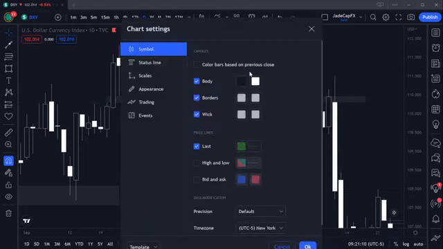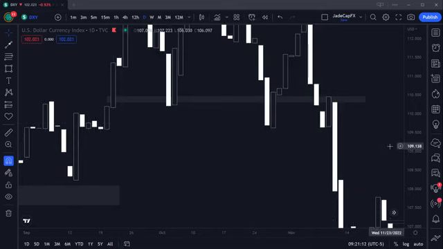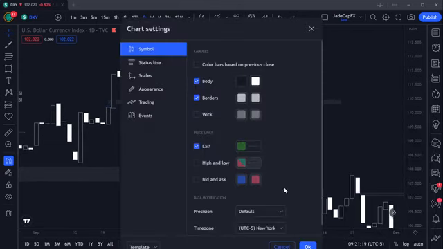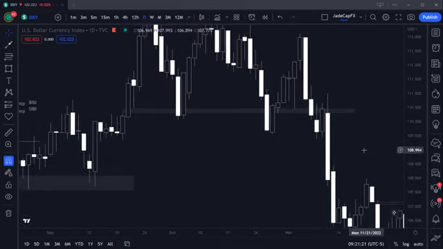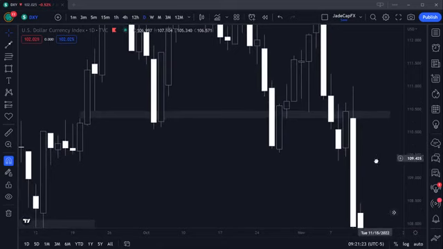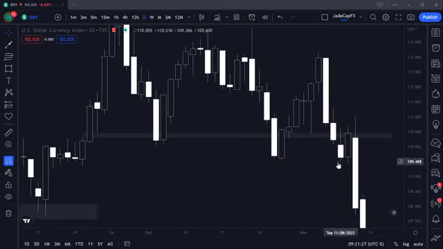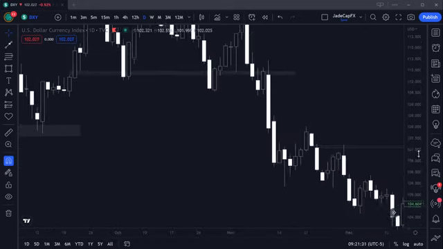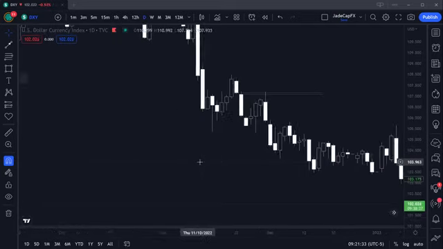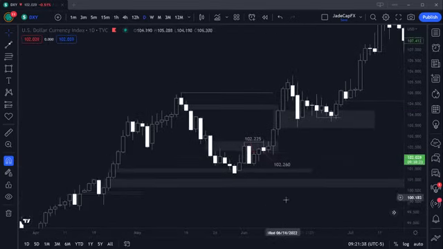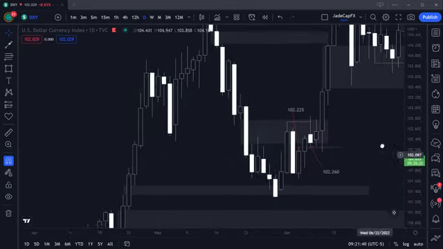If I were to remove these wicks right here, right? Look at the body of the candle. It's respecting that inefficiency level. Throw it back on. If we're to zoom in, this becomes a balanced price range for efficiently trading lower. So let's go back through and find some more examples of buy side imbalances.